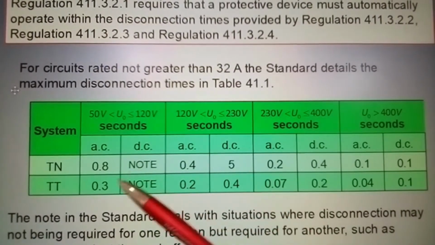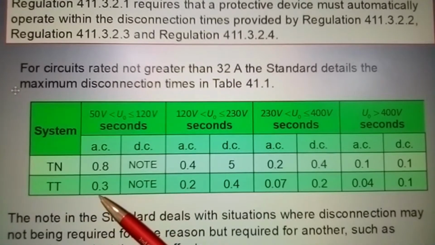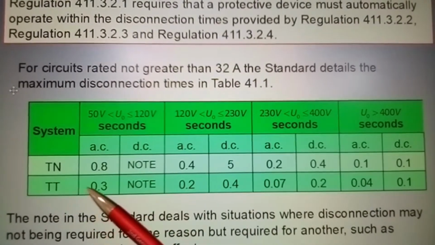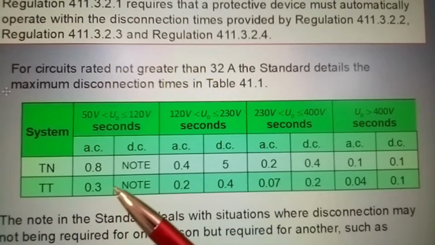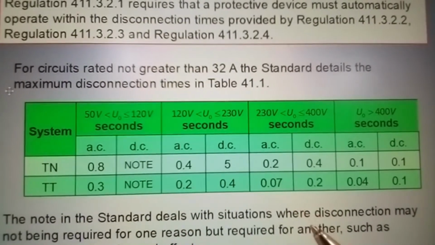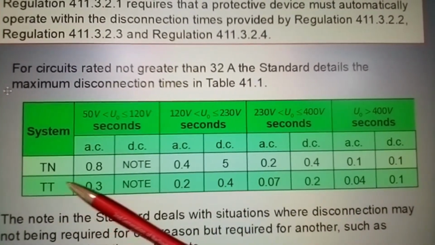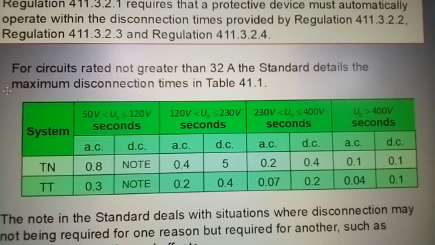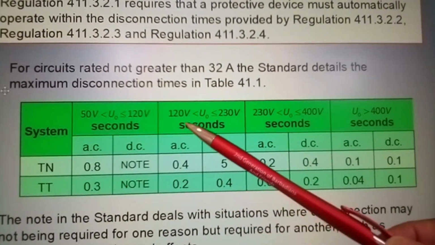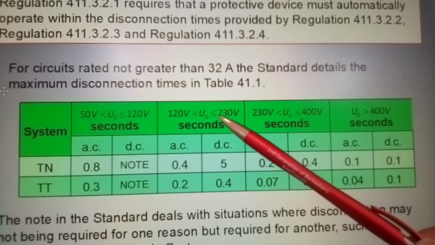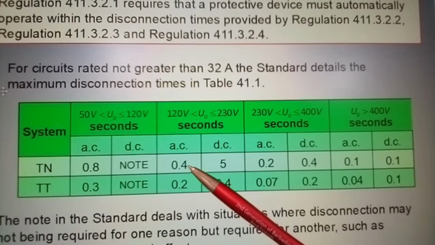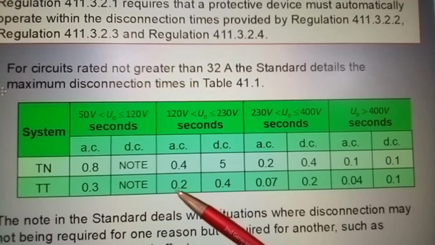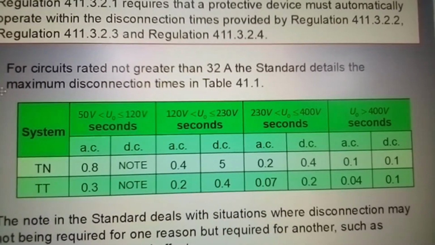Above 120 volts, if it's a TT system, you must operate within 0.3 seconds. So with your TT system, you need to make sure that your electrodes in the ground provide a low enough resistance to operate your protective device within the given time. You need to make sure that your TT earthing electrodes are effective. Now 220 volts to 230 volts AC, 0.4 seconds for TN systems, and for TT systems, 0.2 seconds.